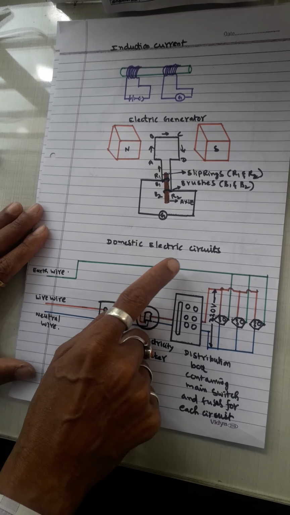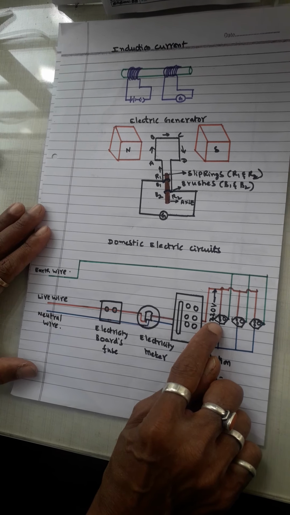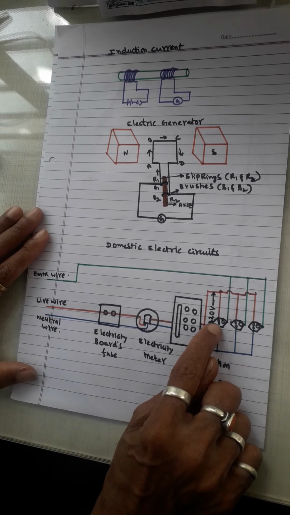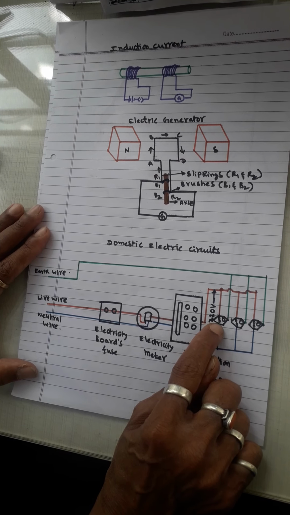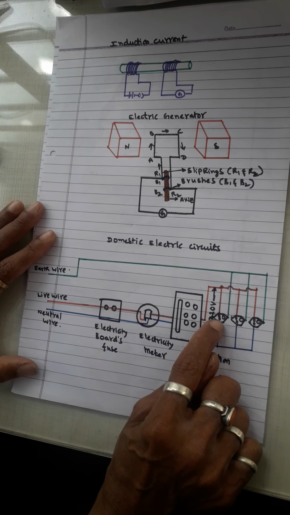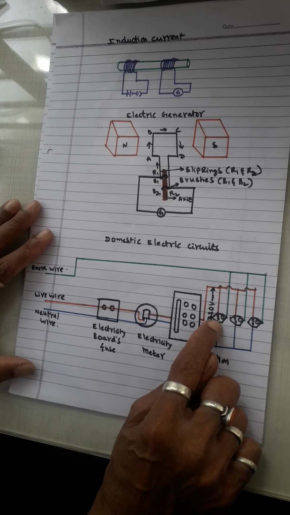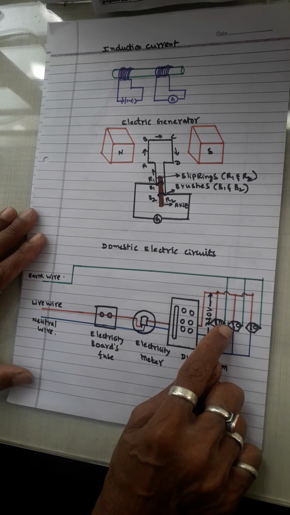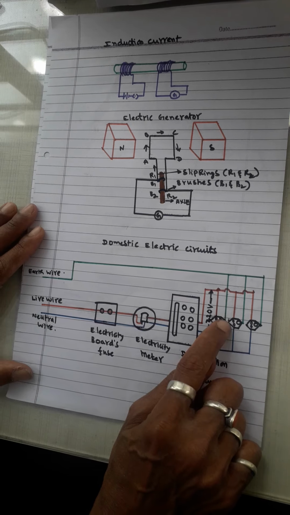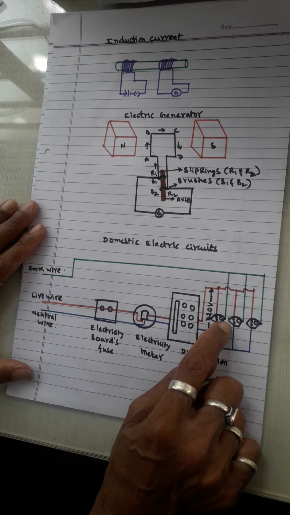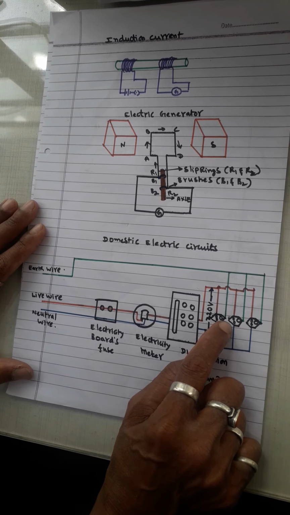So why are these earth wires connected? See here, there's a plug I mentioned. In plug sockets, if you have seen, three holes will be there, three sockets. Why are there three holes? One is for live wire, another one is for neutral wire, the bottom one is for earth wire. So the earth wire prevents overloading, and sometimes it avoids electrical shock also.